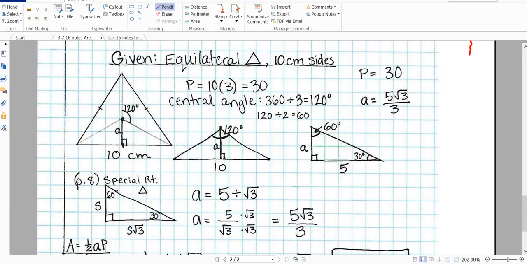So now we're given an equilateral triangle. All sides are equal, all angles are equal. And in addition, we're given that the sides are each 10 centimeters, okay? So step 1, find the perimeter. Well, 3 sides, each are 10. 10 times 3 is 30. There's our perimeter. Next, find the central angle.